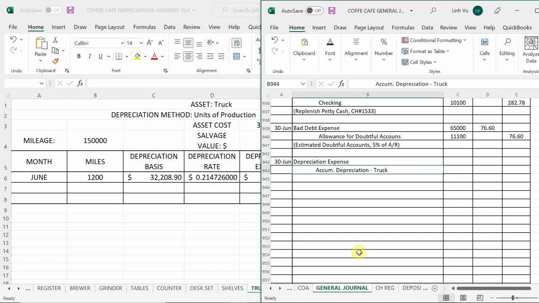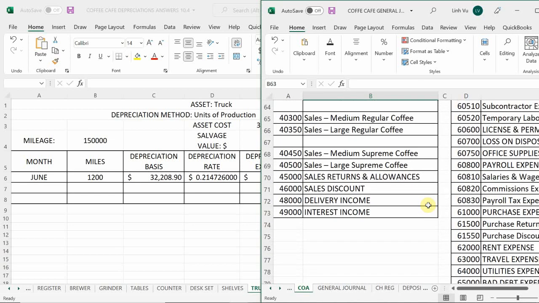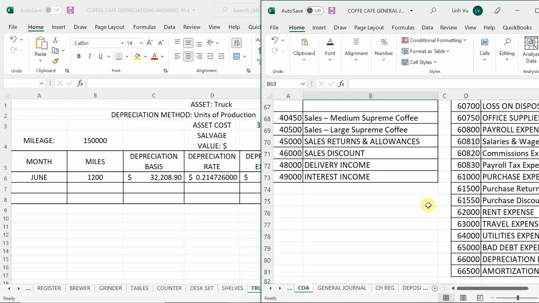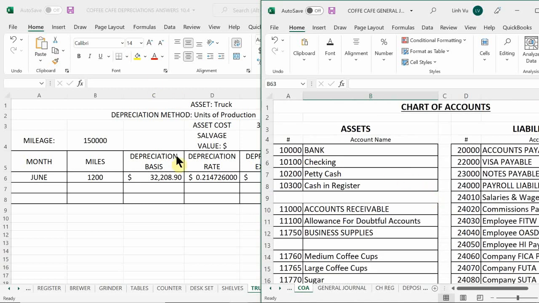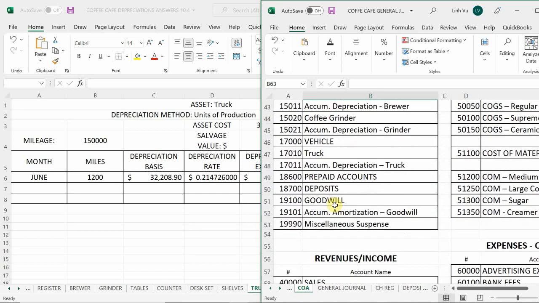Now, I'm going to make it much easier on you. I just want you to make a list of all of the accumulated depreciations because at the end of the day, you're dropping them all into one account, which is the depreciation expense account. So just make a list of every single depreciation that I've asked you to compute. Let's figure out what the depreciation expense account is. Depreciation expense is account number 66,000 and accumulated depreciation for the truck is this one right here, 17,011.